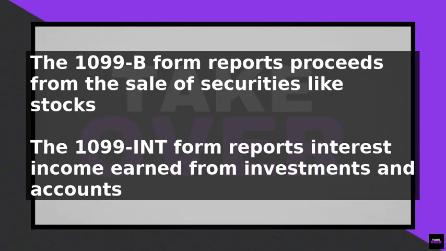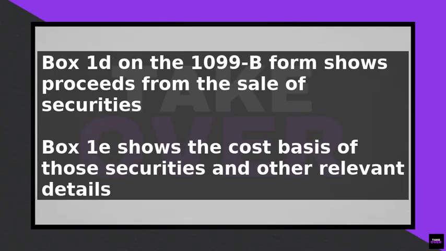Next, look at Box 2, which reports the type of gain or loss. If you sold a security for a gain, this box will be marked as a short-term or long-term gain. If you sold a security for a loss, this box will be marked as a short-term or long-term loss. Box 3 will report any federal income tax withheld from your proceeds.